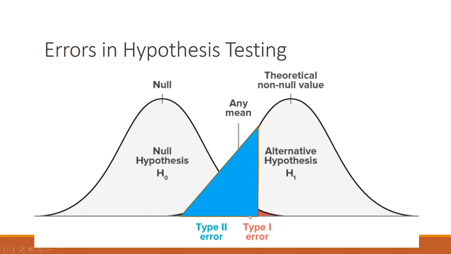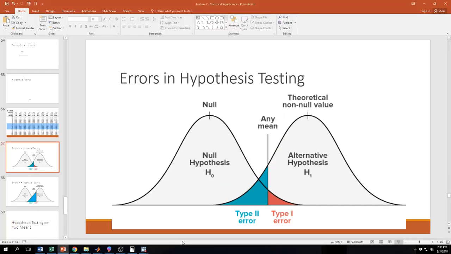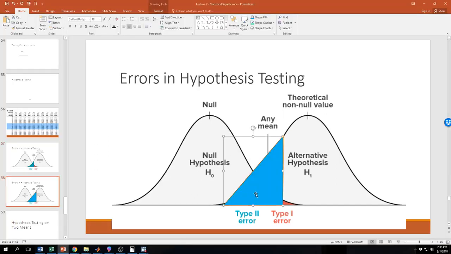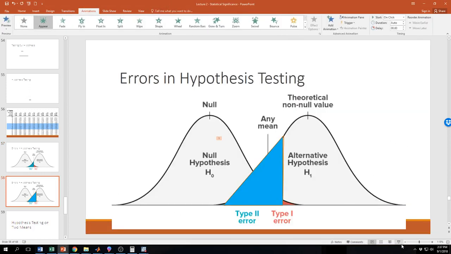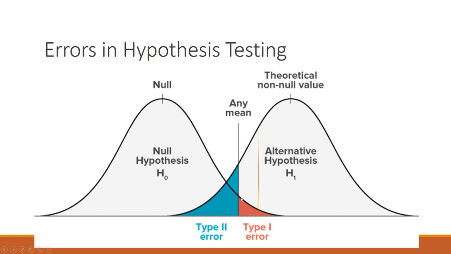Okay. So if we move this over, I'm going to add an animation too to make this even more clear. So if we move our critical value over here, now this is our new critical value. In that case, the probability of our type 2 error has gone up and the probability of our type 1 error has gone down. Let's put this into some intuition.